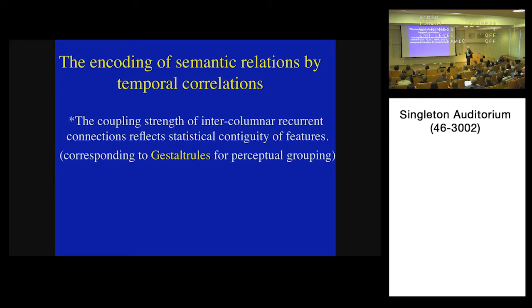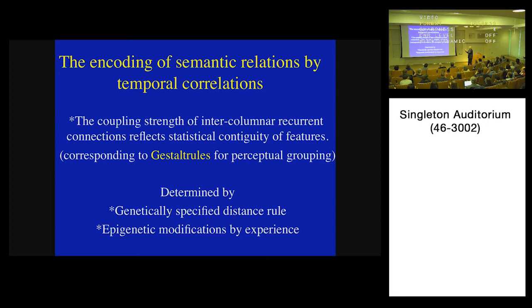Now, the question arises how semantic relations can be converted into temporal correlations. And one example I would like to give is from the visual cortex, where we know that the coupling strength of intercolumnar recurrent connections, of these synchronizing connections, actually reflects the statistical contiguity of features in the outside world. And these anisotropies, the weight distributions of these coupling connections, correspond very well to the Gestalt rules that we use for perceptual grouping. And I will give you an example.